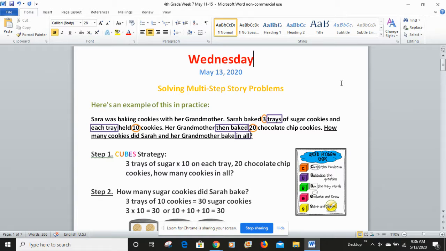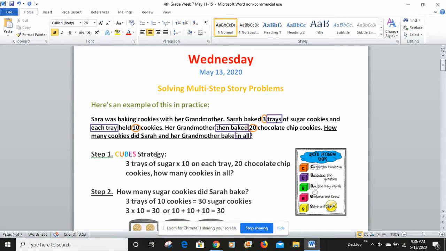So the first thing you want to do when solving a problem like this is apply that cube strategy to it. So you see I went ahead and I circled some of the numbers I have in this problem. I underlined my question, how many cookies did Sarah and her grandmother bake in all? I boxed what I thought were some important words: trays and each tray and then baked and then in all. Then I had to figure out, well, what are those boxed words telling me? And then I'm going to try and solve based on all that information.